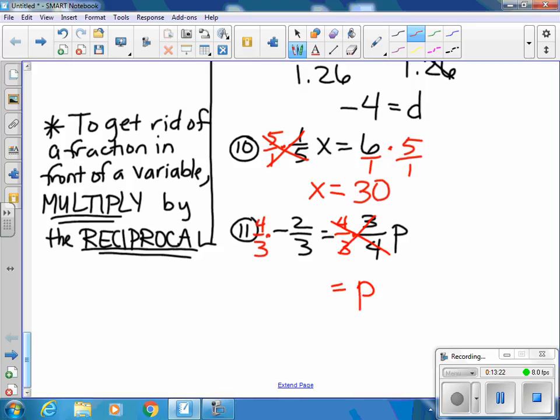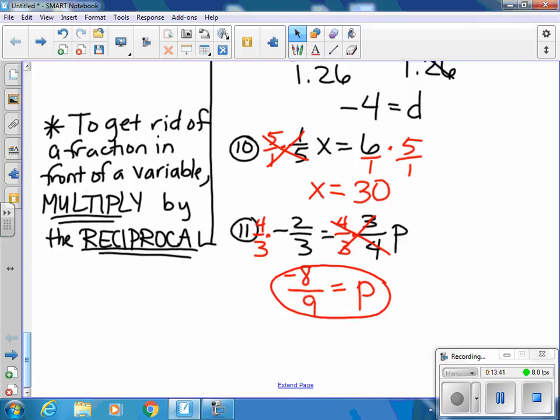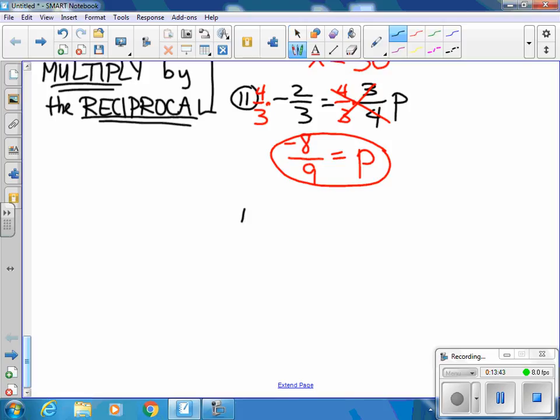And then if you look at your fraction on the left, there's no simplifying you can do. So with multiplication, you can literally multiply straight across. 4 times negative 2 is negative 8. 3 times 3 is 9. Negative 8/9 does not reduce, so your final answer is negative 8/9. Again, do not make them decimals. They must stay fractions.